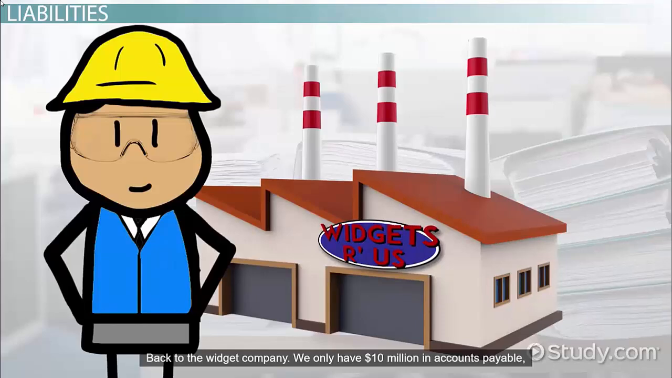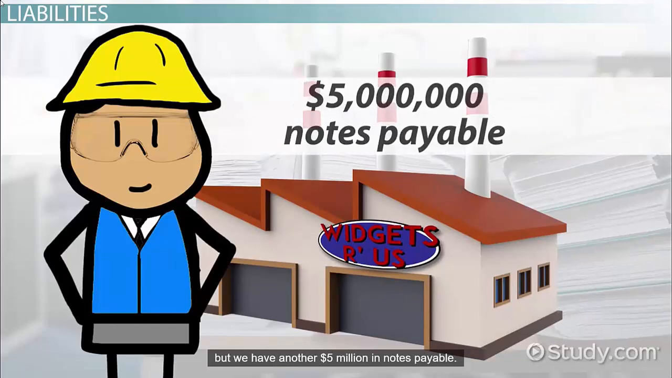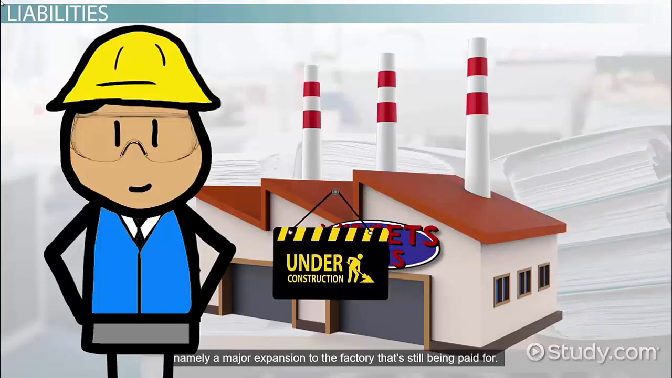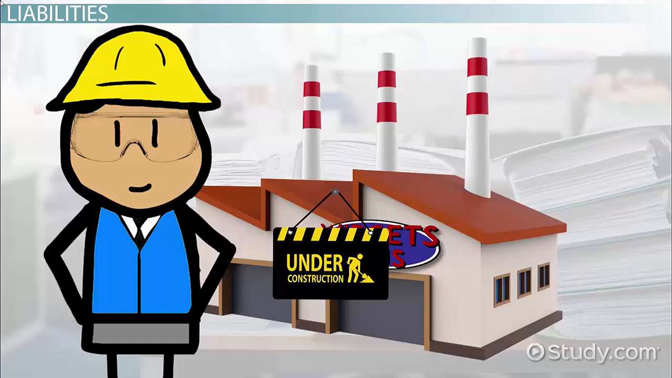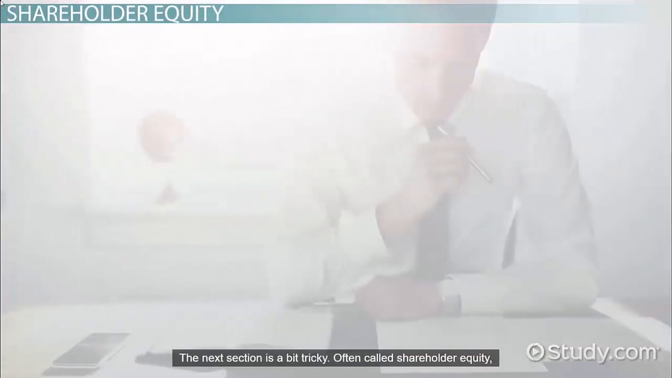Back to the widget company. We only have $10 million in accounts payable, but we have another $5 million in notes payable. That's a good sign. Much of our liabilities come from notes payable, namely a major expansion to the factory that's still being paid for. Therefore, we have only $15 million in total liabilities. The next section is a bit tricky.